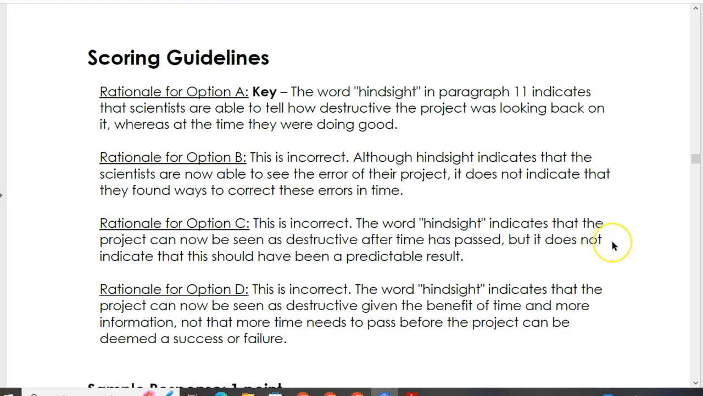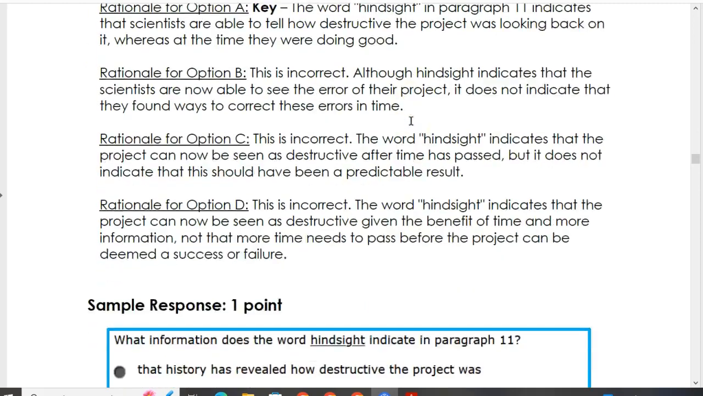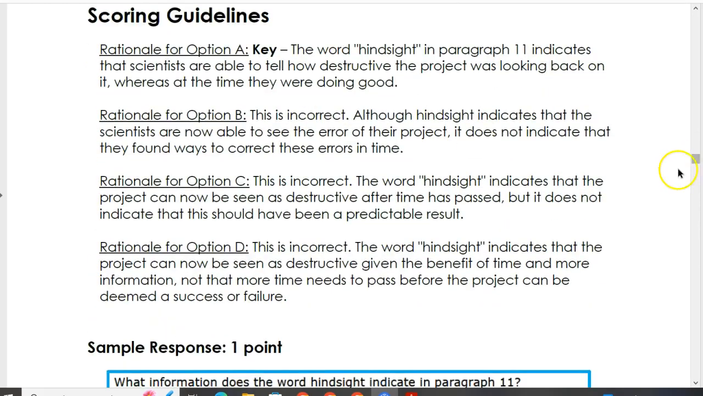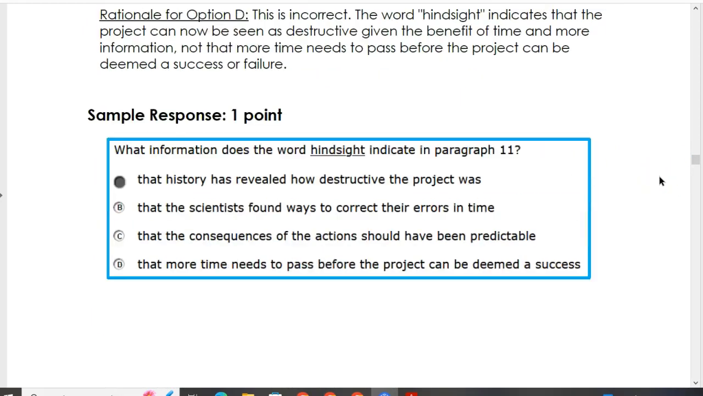And the answer is A. The word hindsight in paragraph 11 indicates that scientists are able to tell how destructive the project was by looking back on it, whereas at the time they were doing good. So pause the video if you have the wrong answer. Make sure you read your rationale.